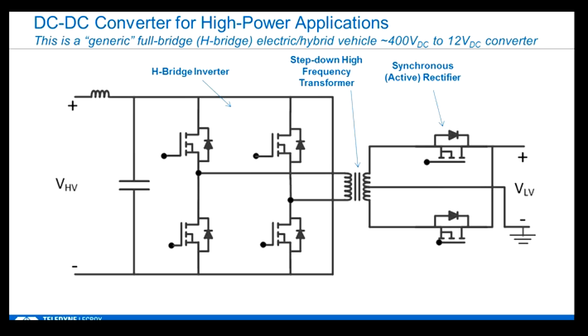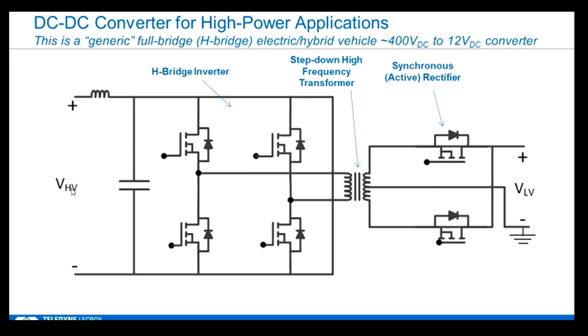This is a DC to DC converter. This is very typical for a high voltage vehicle application, where you're maybe stepping down the bus voltage from 400 volts to maybe 12 volts to supply utility power to the different aspects of the vehicle.